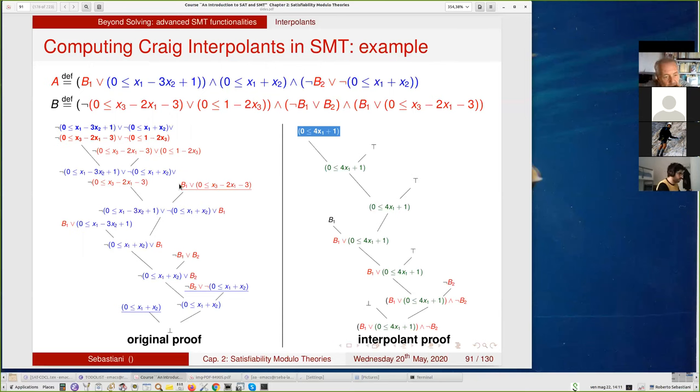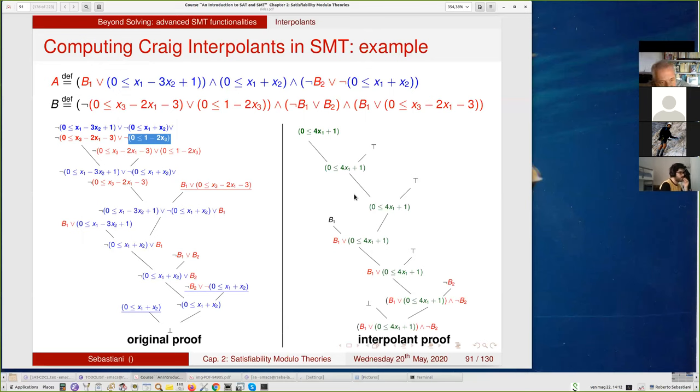Now, okay, let's apply the algorithm. This is B. This is a format, all those atoms occur in B. So this is substituted with true, remember? This was obtained by resolving on this atom here, which is in B, okay? So this means that we apply the conjunction of the two, which is true with this. So we just map this to this because we have the conjunction with true.